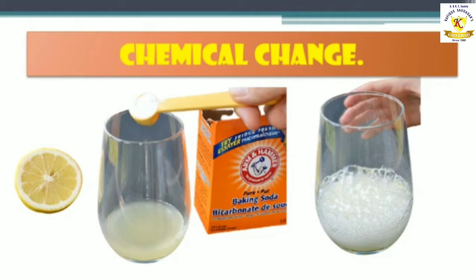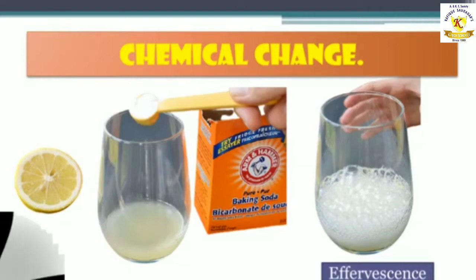Are you all understanding, children, what a chemical change is and how a chemical change takes place? A chemical change is an irreversible process. And in a chemical change, you get a new substance or a new product with properties different from the original. See, in this you can see the effervescence also.